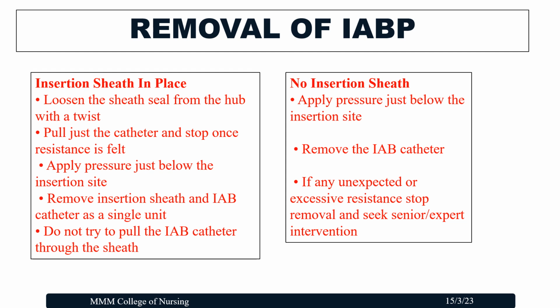If it is sheathless, apply pressure just below the insertion site and remove the IABP. If any unexpected or excessive resistance is found, stop removal and seek expert intervention.